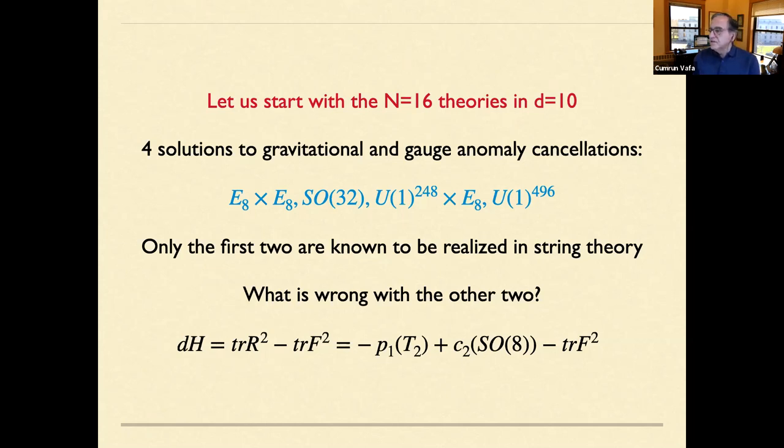Anomaly cancellation tells you the coefficients of R wedge R and F wedge F, and if you read off, you get dH is combinations which I've written down over here.